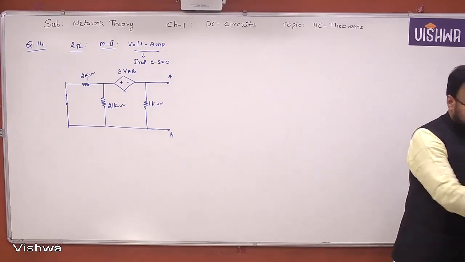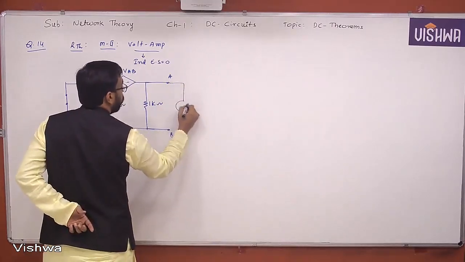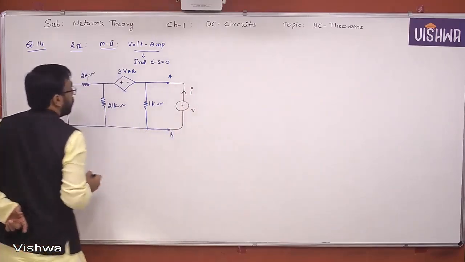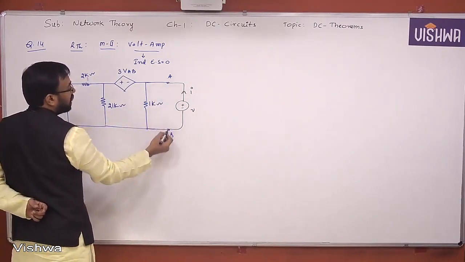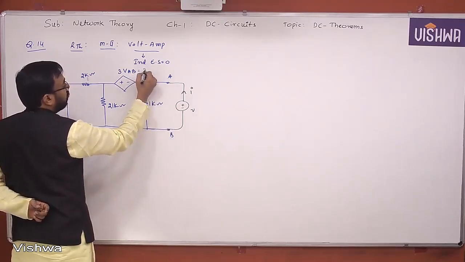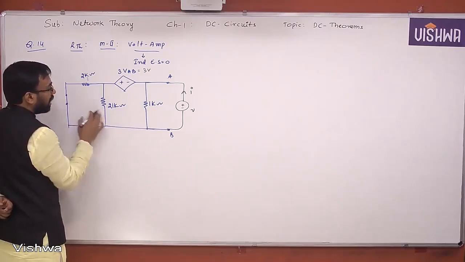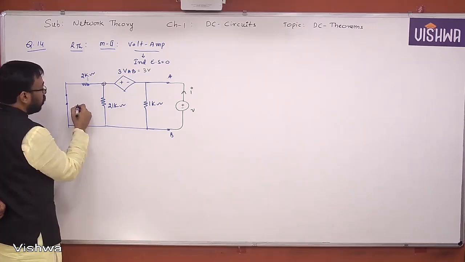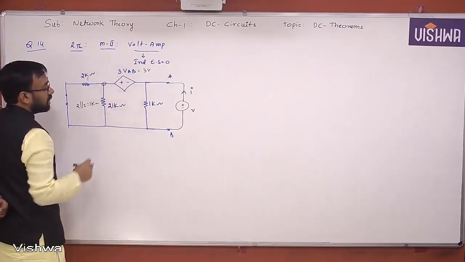So let me connect now the voltage source according to the procedure, V and I. Now VAB will also be equal to V, therefore it will become 3 into V. And how were these connected? Parallel. When you have parallel, there is no need to create a variable, just simplify it. 2 parallel 2 is nothing but 1 kilo ohm. Then that 1 kilo ohm is in series with what?